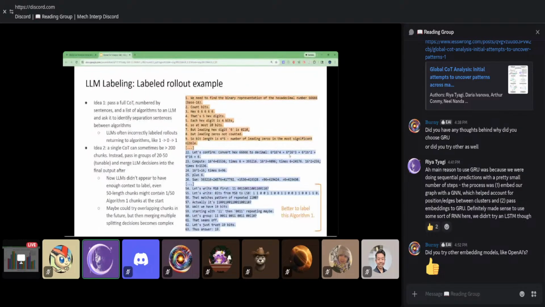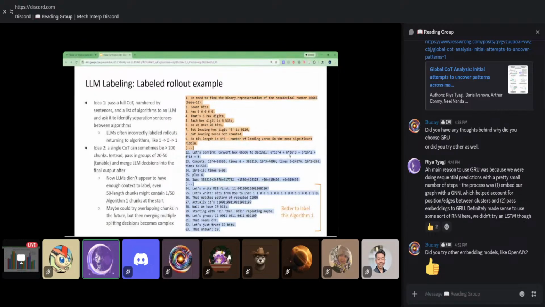Here's an example using LLM labeling to label a rollout, as a justification for why we ended up switching to simple keyword labeling. First, the idea was to pass a full CoT numbered by sentences and a list of different algorithm steps to an LLM and ask it to identify the separation sentences between algorithms, meaning when the rollout actually switches. Instead, we noticed that a lot of rollouts switch many times between algorithm steps.